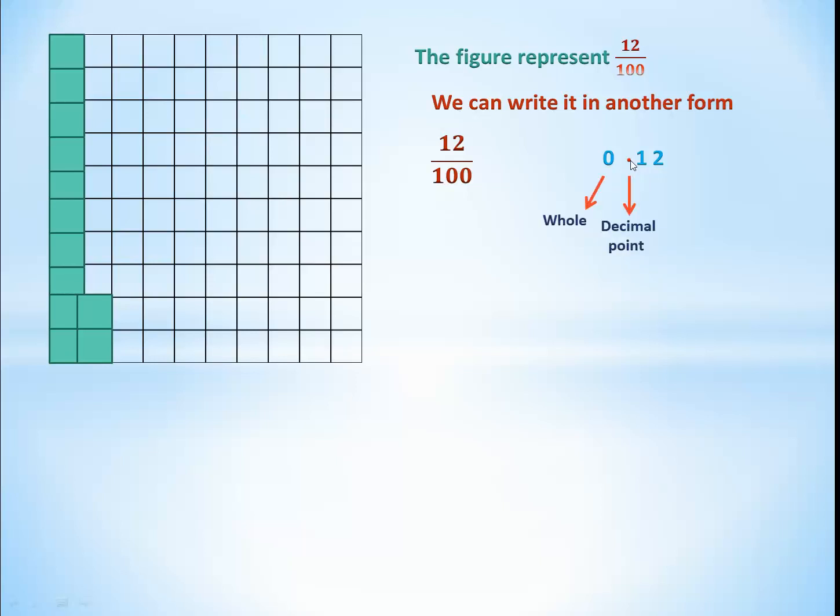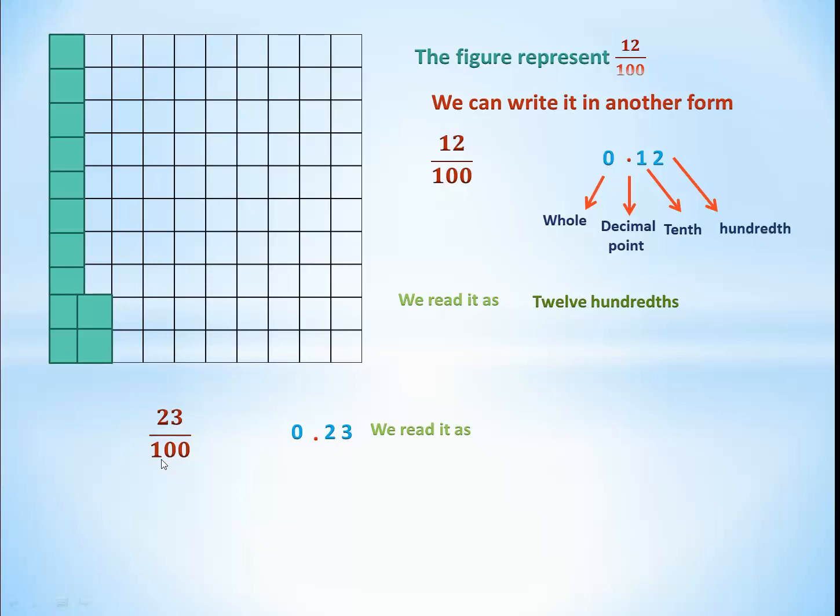Okay, this is the whole number, this is the decimal point, and this is tenths, and this is hundredths. Okay, we read it as 12 hundredths. Next, 23/100. So we are going to put 23, then count 1, 2, and put the decimal point. We read it as 23 hundredths. Okay, 123 hundredths means we are going to put 123 and count how many zeros? 2, then count 1, 2, and put the decimal point. It means 1 and 23 hundredths.